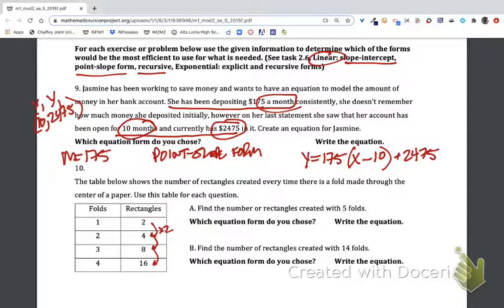Well, I need to figure out if I'm going to use an explicit or recursive to get what I'm going for. I need 5 folds. I have 4 folds already. So it doesn't make sense to set up an explicit equation if I just need the next fold. What I would do is I would set up a recursive. So to write the equation, I would say that my first term was 2 folds, or 2 rectangles, and every fold after that, I took the previous one and multiplied it by 2.